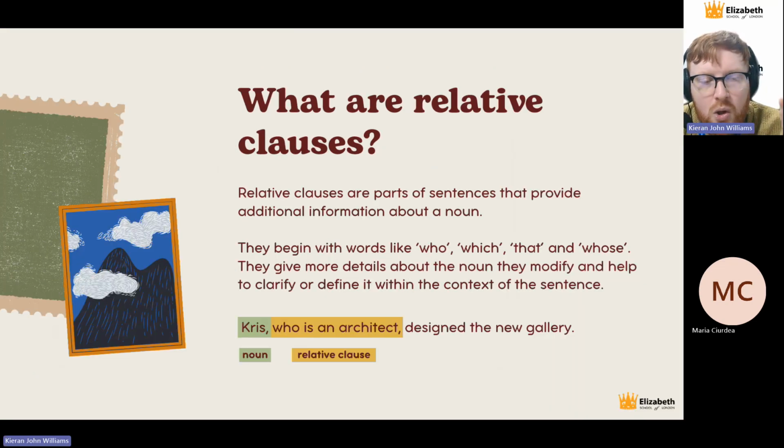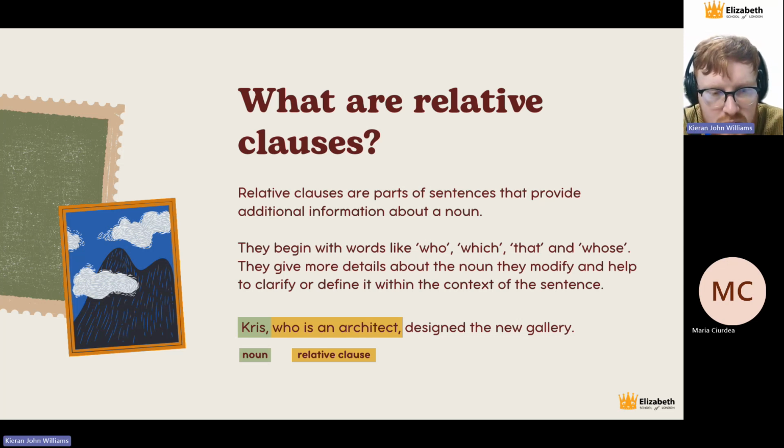Okay. So what are relative clauses is a very good question. Relative clauses are those parts of the sentences that provide some extra information about the noun. They usually begin with words like who, which, that, or whose. They give more detail about the noun and they help to define it or to give it some extra information.